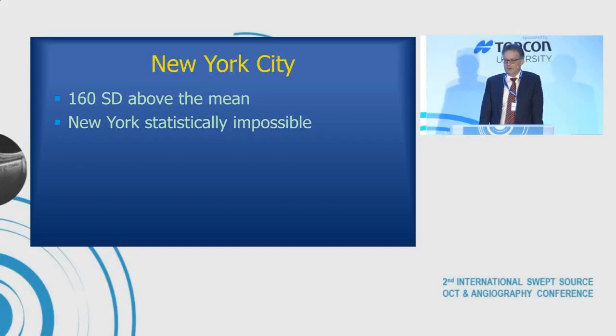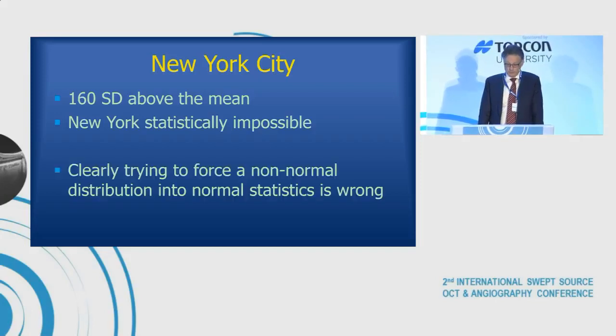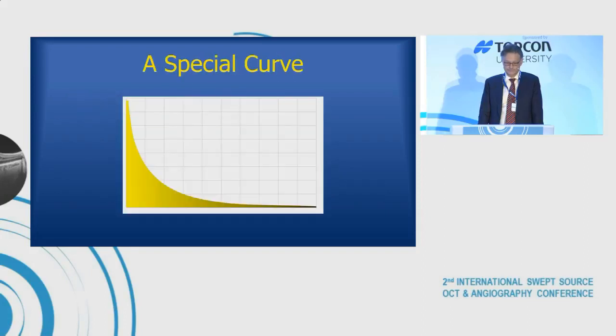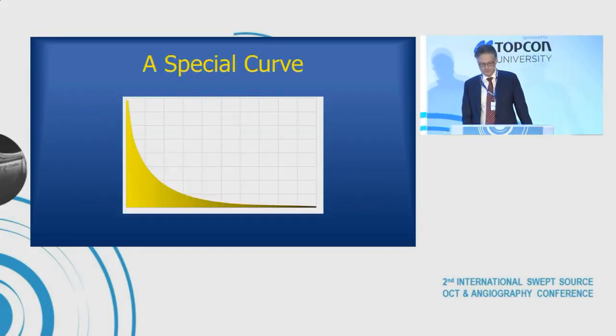In addition, New York City would be 160 standard deviations above the mean, which means that New York City is statistically impossible. So we're trying to use statistics for a normal distribution on a non-normal distribution, and that's clearly the wrong thing to do. So that's a special curve.